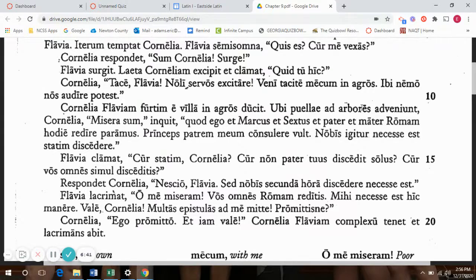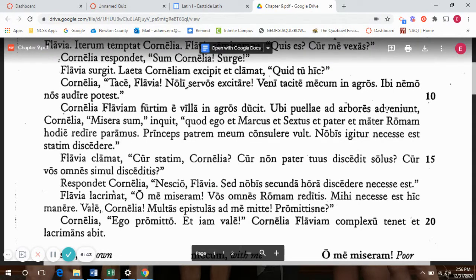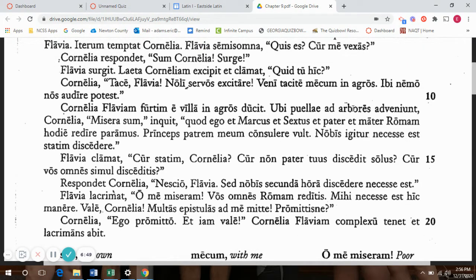Ubi puellae ad arbores advenient. So when the girls arrive, advenient, come towards the trees, ad requires its objects to be in the accusative, and that's why arbores is in the accusative plural.